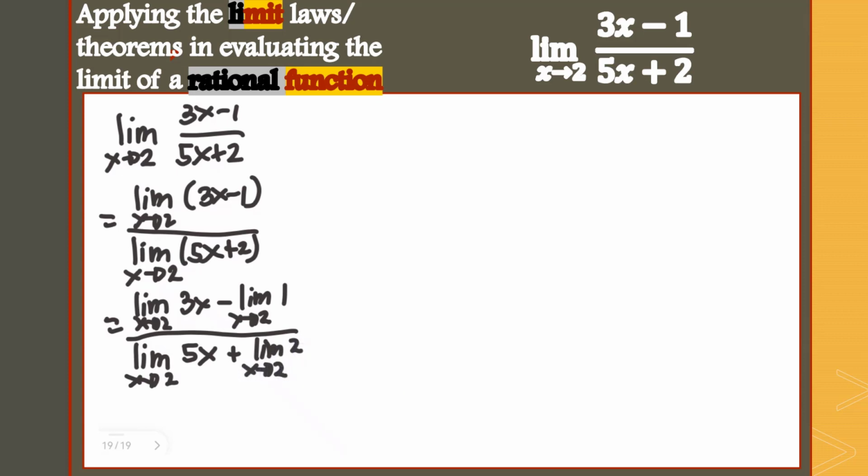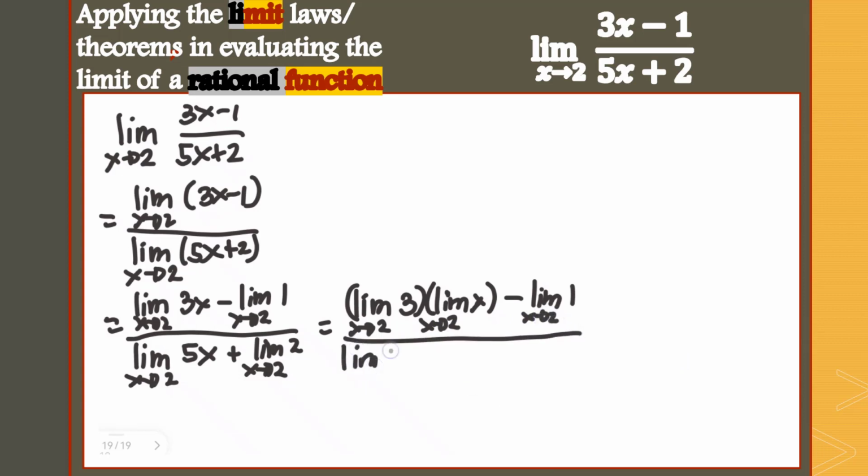Then this could be equal to this one here. We can still break this down: the limit of 3 as x approaches 2 times the limit of x as x approaches 2, minus the limit of 1 as x approaches 2, all over the limit of 5 as x approaches 2 times the limit of x as x approaches 2, plus the limit of 2 as x approaches 2.